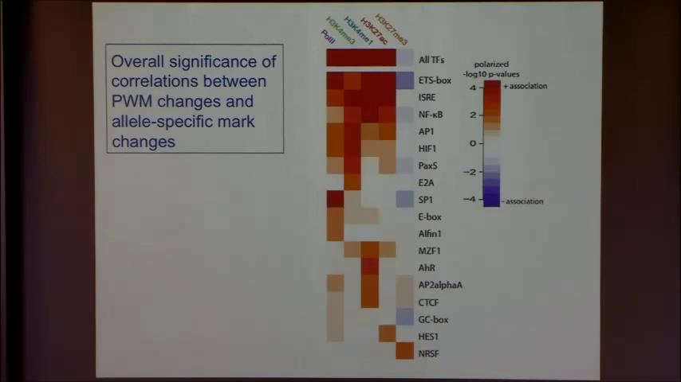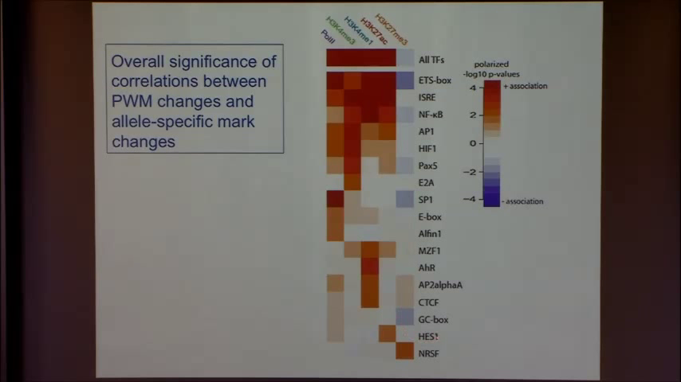More globally, when we look across all transcription factors, we find that in aggregate, globally all of the transcription factors are associated with increases in all of the active histone marks and in POL2. And here are a bunch of the particular transcription factors that are most significant.